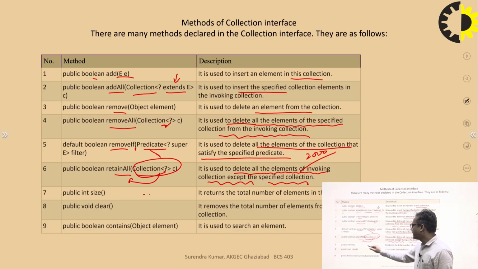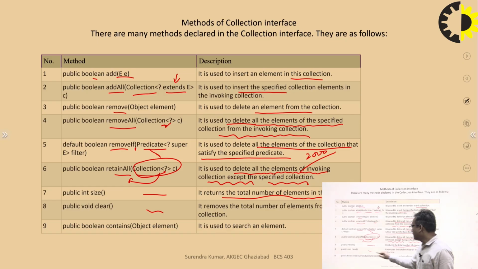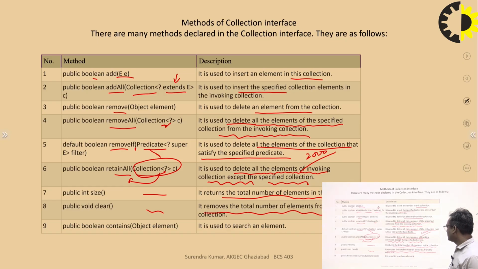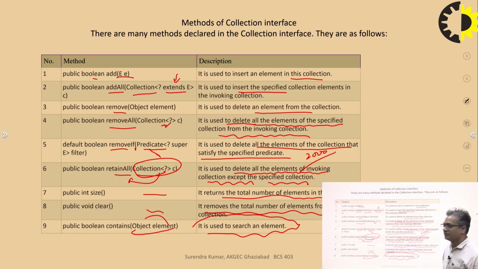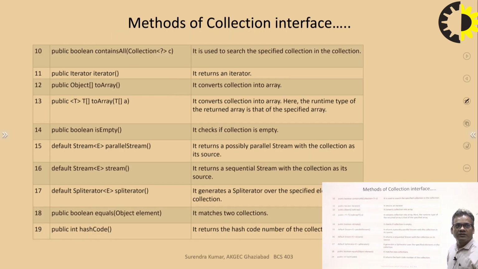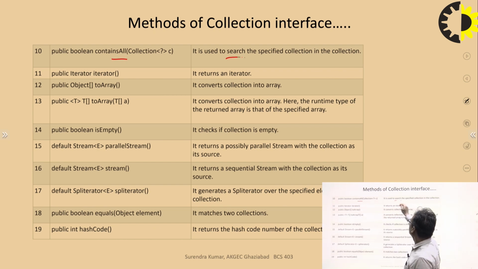Next is int size, which returns the total number of elements in the collection. Clear will remove all the elements from the collection, and contains will search for an element which you are passing here. So there are a number of methods used in a collection. There are different methods that can be used. containsAll is used to search for a specific collection in the collection.